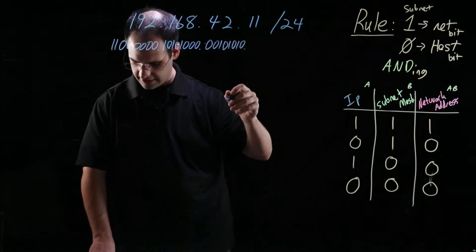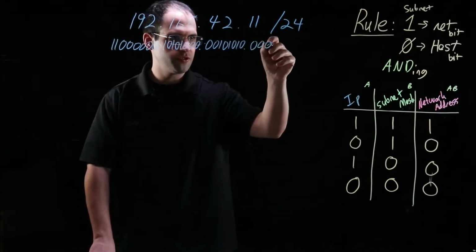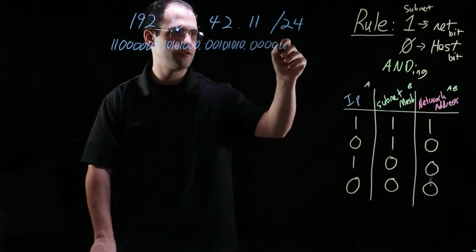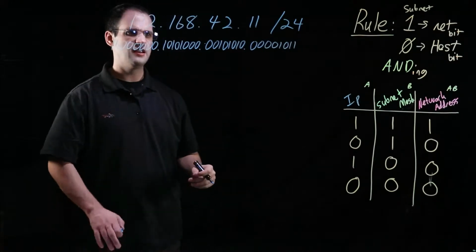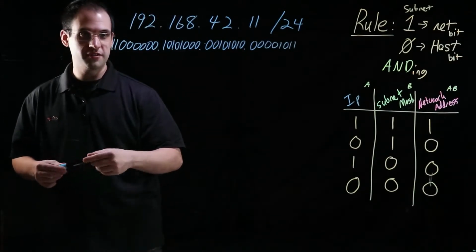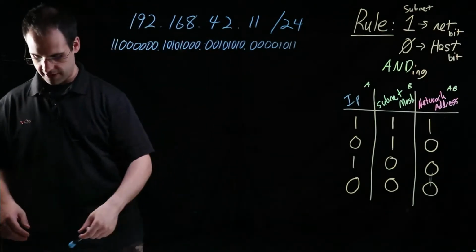And then finally 11 is 0, 0, 0, 0, 1, 0, 1, 1. I did my best to squeeze it in there. So that is our IP address. This is our IP address in decimal, and then we can convert it out to binary.